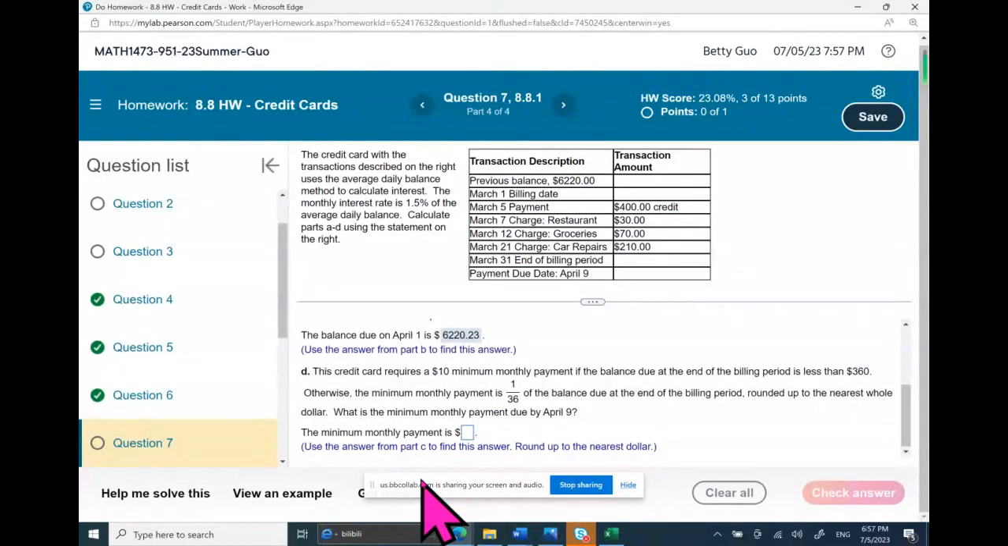You know what, this is an error in the problem. If we use 6,130, we might get it wrong. So, following the instruction here, we would have to use the answer from part C. What's the answer from part C? 6,220.23, right? We're going to use that, divide by 36, and then round up to the nearest dollar, 173.